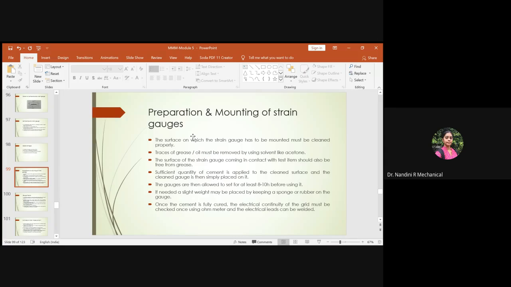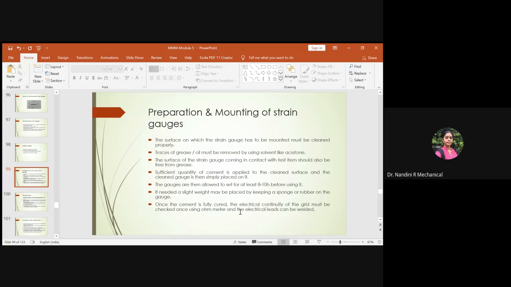First, you clean the surface needed for placing our strain gauge. You see that both the strain gauge surface and the surface on which it has to be placed are free from grease and oil. Then you add the required amount of cement layer on the clean surface, place the strain gauge on it, and allow it to settle down for 8 to 10 hours. This is called the curing period. In the curing period, if needed, you can add a small amount of weight, which helps in curing easily. Once it has been cured, the strain gauge is ready for measurement.